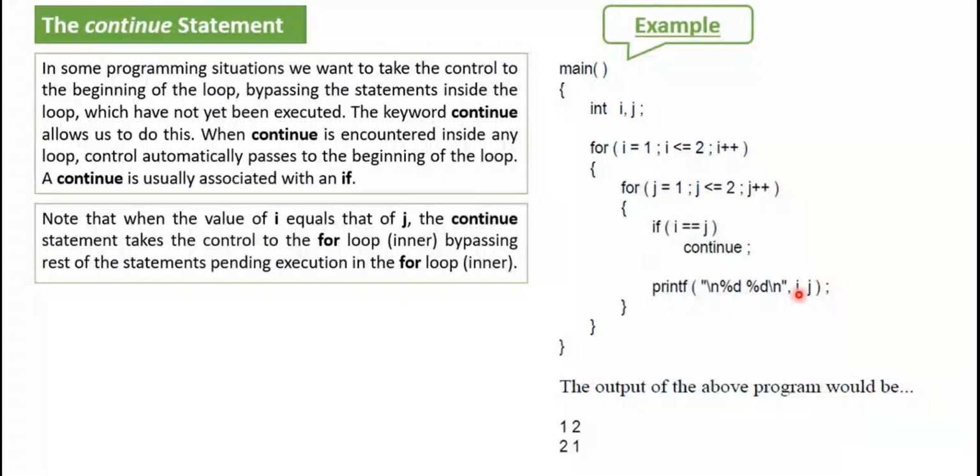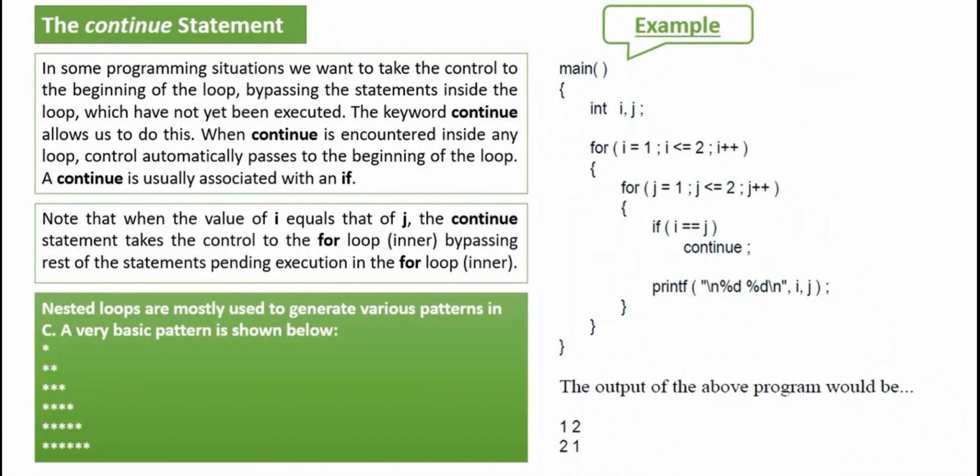So as you can see the output of this above program, when I is equal to j, this printf is bypassed, and when it is not equal, then the value is printed. So 1 2 2 1. This is the output for this above code, okay. Nested loops are mostly used to generate various patterns in C, okay. A very basic pattern shown below, having the stars that is incrementing at every next line, okay. So in the next session we will see how to generate these kind of patterns using nested loops.